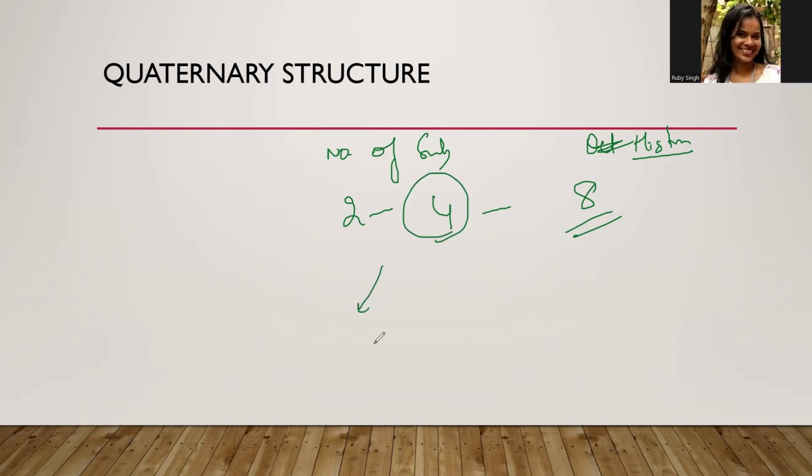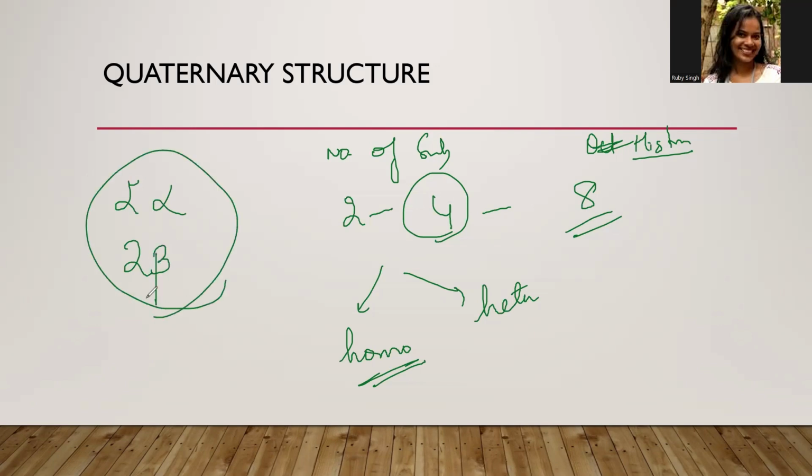Now, these subunits can be homo, that is the same, identical, or this could be hetero, where you have got different polypeptide chains coming together. For example, in the case of hemoglobin, now what do you think? Is hemoglobin homo or hetero? Any guesses? So in the case of hemoglobin, you have got two alpha chains and then two beta chains. Okay. Now they come together to form a quaternary structure for hemoglobin. Along with this, we have got the four heme groups.